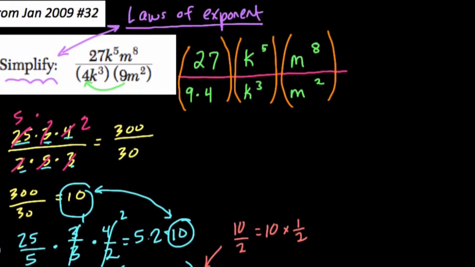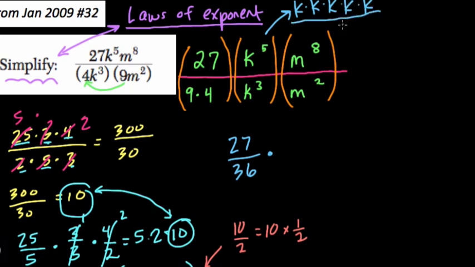Well, now let's take a look at this. We have 27 over what? Well, 9 times 4 is 36. So we have 27 over 36 times what? Well, we have k to the fifth over k to the third. That just means we're multiplying 5 k's here, k times k times k times k times k, over 3 k's, k times k times k. Every time you have a k over k, that cancels out, for almost all the same reasons as down here. We are reordering and regrouping. And notice there are two k's left over.